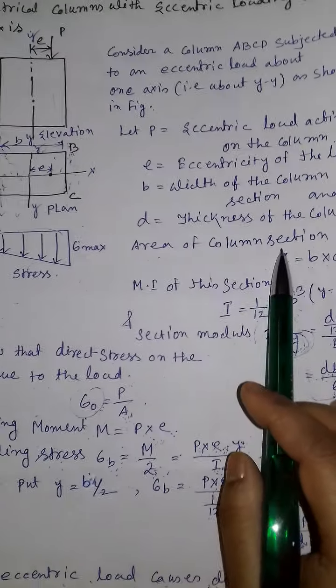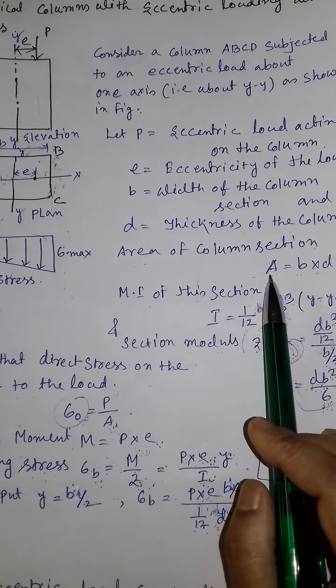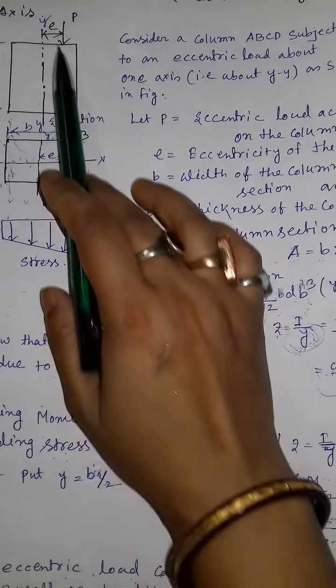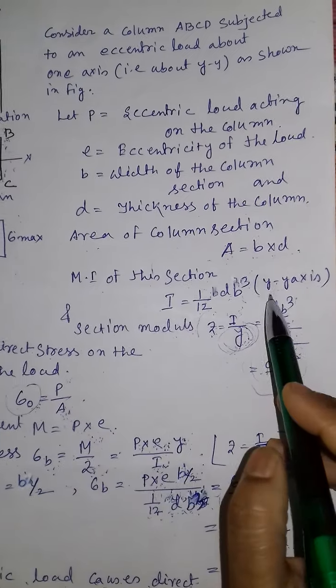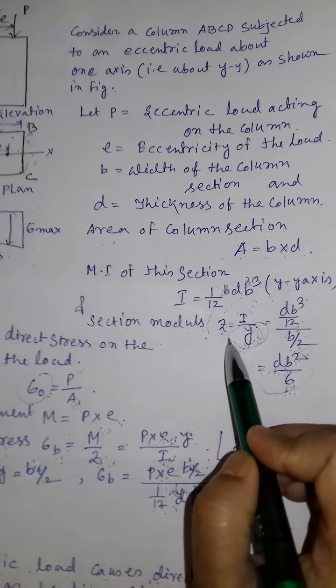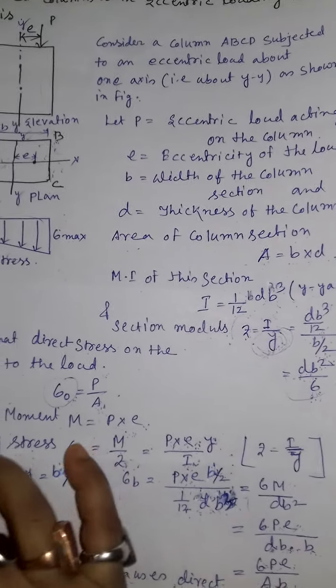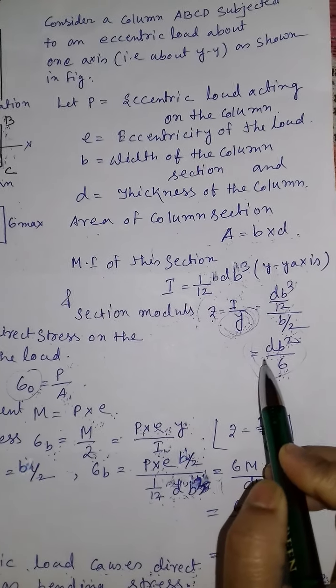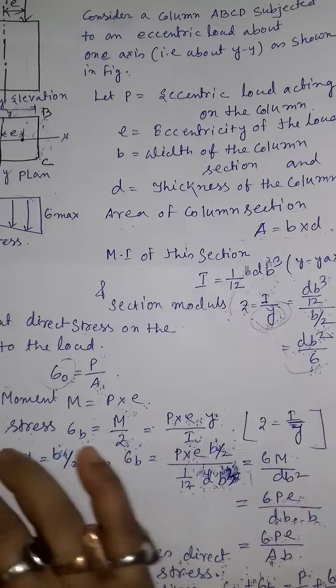And the area of the column section we can write A is equal to b into d. So the moment of inertia about the YY axis is equal to 1 by 12 d b cube, and the section modulus Z is equal to I by y. So y is equal to b by 2, so it becomes d b square by 6.